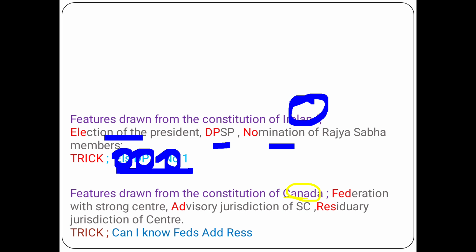Features drawn from the Constitution of Canada. First feature is federation with strong center. Another is advisory jurisdiction of Supreme Court. Another feature drawn from the Constitution of Canada is residuary jurisdiction of the center. The trick to remember these provisions is Can I know Feds Ads Res? Can here means Canada. Feds means federation with strong center. Ads means advisory jurisdiction of Supreme Court. Res means residuary jurisdiction of center.